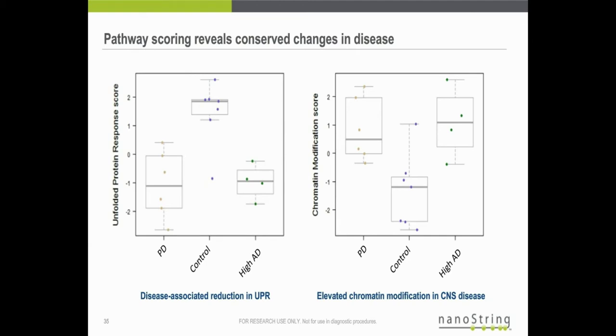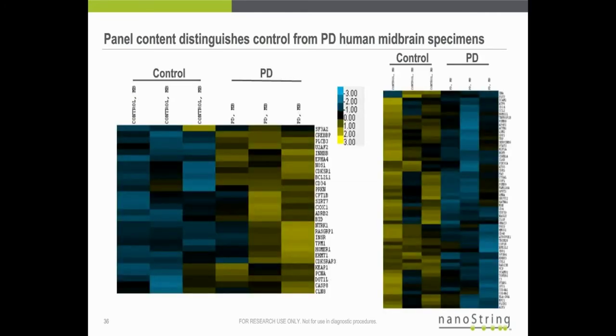Here, as I also showed you in the context of Alzheimer's, we profiled midbrain specimens from Parkinson's patients and controls, and you see in these heat maps that specific subsets of genes are clearly differentially expressed in PD patients versus controls. So on the left, you can see a set of genes upregulated in PD cases, while on the right, you see targets that are reduced in the PD setting. So again, this highlights that the curated content on the panel is capturing disease-related changes and can really provide insights into disease mechanisms.